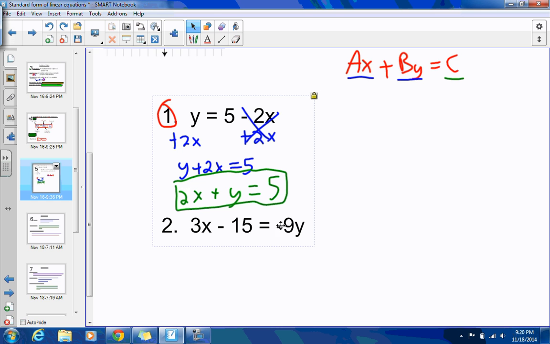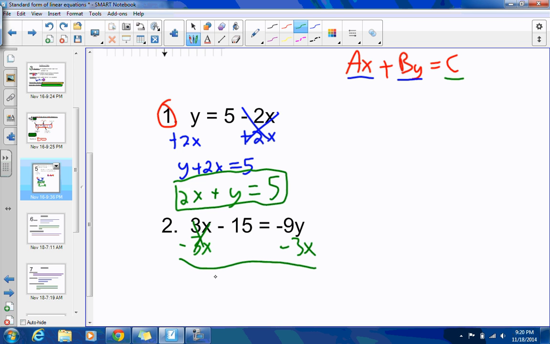What we're going to do here is we'll leave that. So we have 3x minus 15 equals negative 9y. The easiest way to do this is just to keep this number, the constant term, on the left side and move all the other things to the right. So we're going to subtract 3x to get rid of that 3x. Subtract 3x. And you're left with, that cancels out, negative 15 equals, if you want to look at it this way, negative 9y minus 3x.